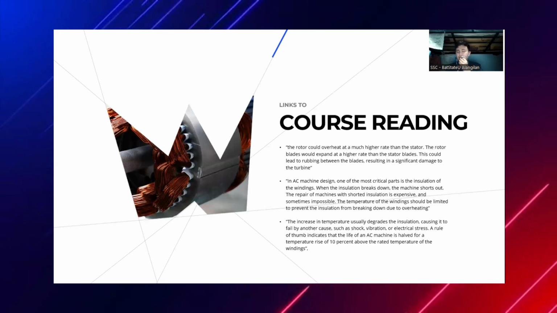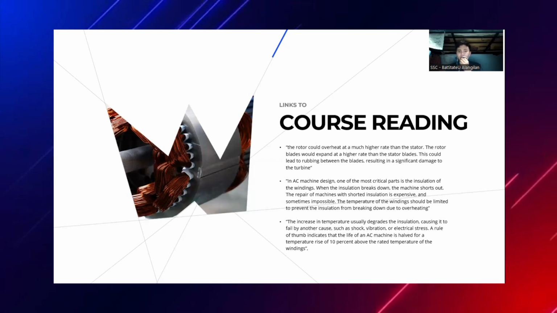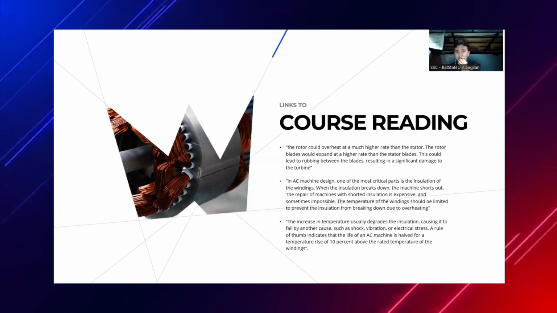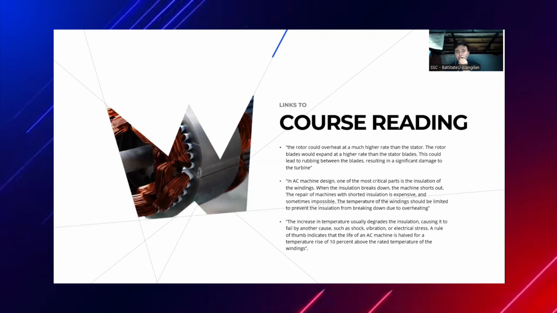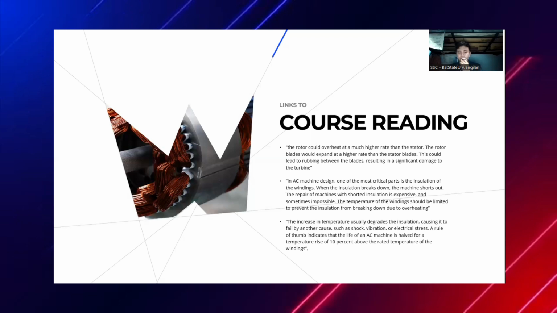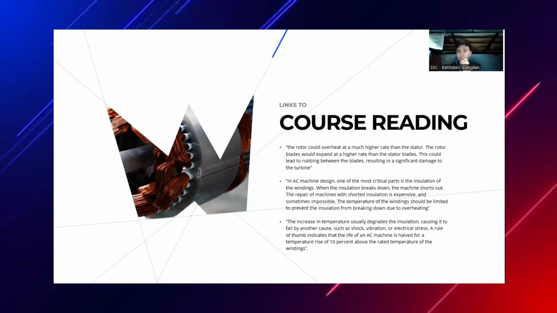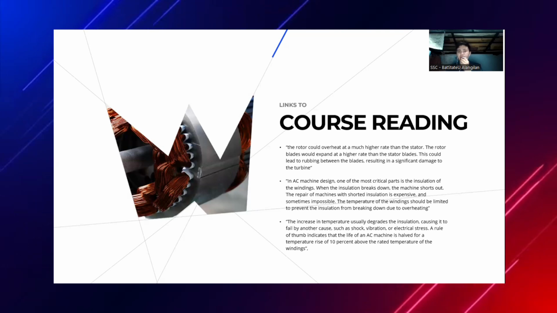The last quote from our course reading: the increase in temperature usually degrades the insulation, causing it to fail by another cause, such as shock, vibration, or electrical stress. A rule of thumb indicates the life of an AC machine is halved for a temperature rise of 10% above the rated temperature of the windings. So this quote implies that a sudden increase in the rated temperature of the electrical motor could mean a lot to the machine. A 10% increase is equivalent to cutting half the life of the electrical motor.